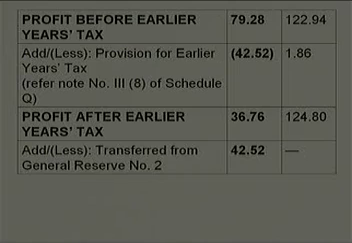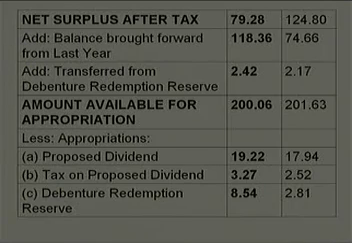Now, we will see some more. So, for example, profit before earlier year's tax. Now, these are adjustments, because while preparing the previous year's profit and loss account, they might have taken a provision. Now, those are getting adjusted over here. And finally, all these things lead you to net surplus after tax. This year it is quite less compared to the previous year. For example, this year it is only 79.28, whereas the previous year it was 124.80.